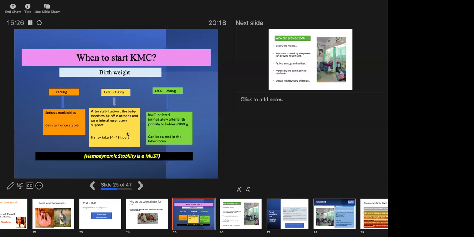In babies more than 1.8 kg, the KMC can be started in the labor room, and it can be given continuously. The most important thing to give KMC is that babies should be hemodynamically stable.